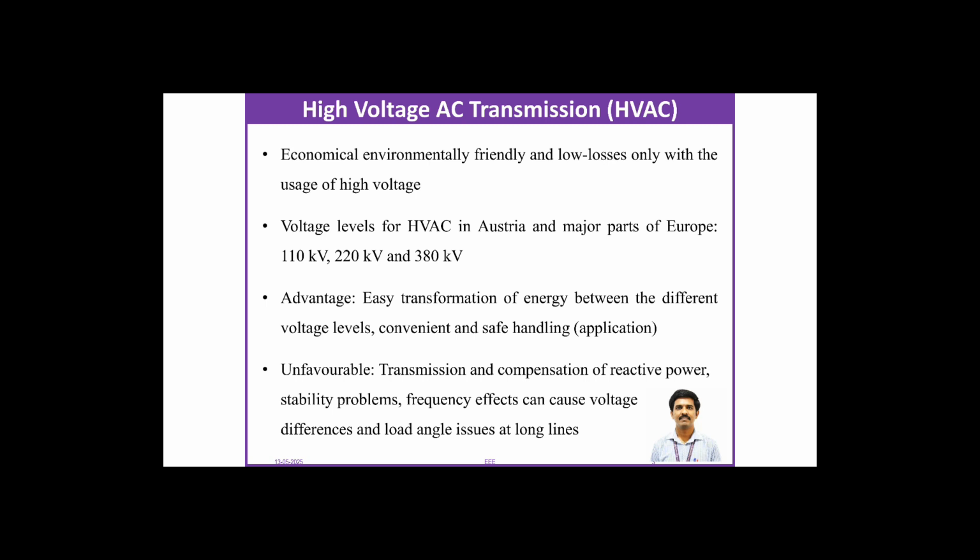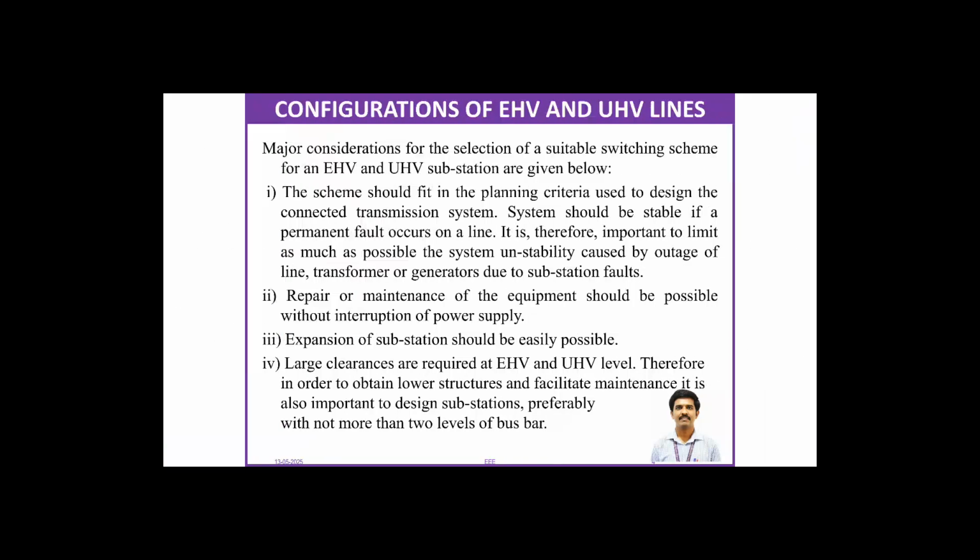Voltage levels for HVAC in Austria and major parts of Europe are 110 kV, 220 kV and 380 kV. The advantage of using high voltage AC in transmission is easy transformation of energy between the different voltage levels, which is considered convenient and safe in handling with respect to applications. The unfavorable conditions of using HVAC are transmission and compensation of reactive power, stability problems, and frequency effects, which can cause voltage difference and load angle issues at long lines.